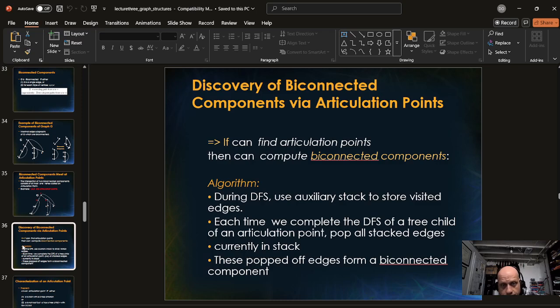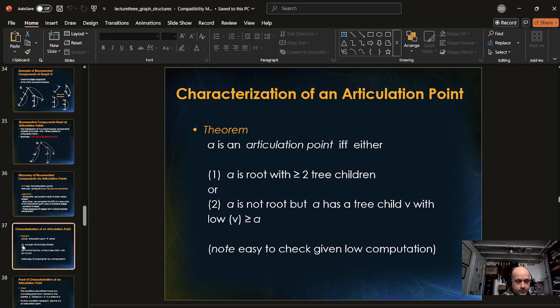So if you can find articulation points and can compute bi-connected components, the algorithm during depth first search can use an auxiliary stack to store visited edges. Each time we complete the depth first search of a tree child of an articulation point, we can pop all the stacked edges currently in the stack, and these popped-off edges form a bi-connected component.